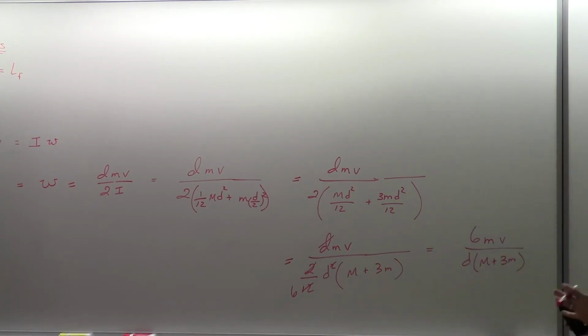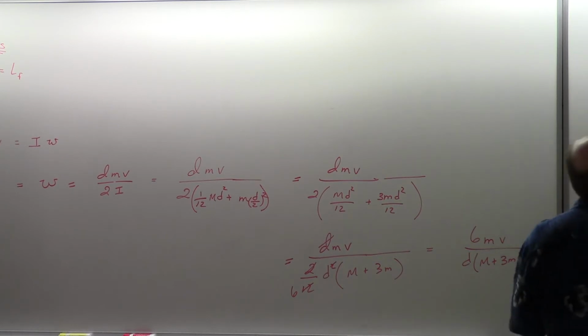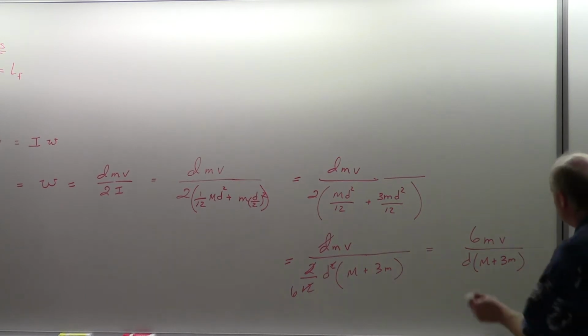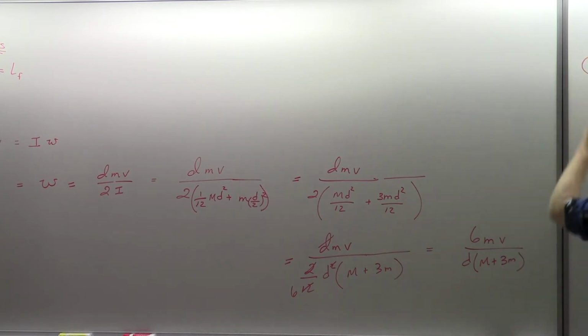I think we've answered the question of, did we write it in the terms that were given to us? The M, yes, the V's, the big M and the little m, yeah. So there is the answer to the question of what would be the angular speed after the collision based upon the information given here. So there's my A.